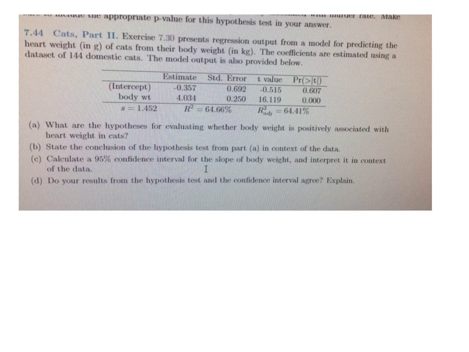So for B, when it says state the conclusion of the hypothesis test from part A, we're really looking at these values right here from the computer printout. And you notice that our p-value is actually 0 here. So for a 0 p-value, we're going to be rejecting our null because the p-value is so small. Whenever p is less than your alpha, then you reject your null. And so in this case, because p is equal to 0, we're going to reject the null.